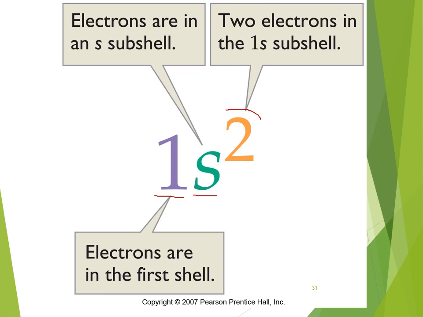Next, we have a subscript after the letter designation. That subscript is the number of electrons in that particular subshell. So this is telling us that we need to go to period 1. We need to look in the s block, and we need to go to the second element present in the s block, because that second element present in the s block is going to have 2 electrons.